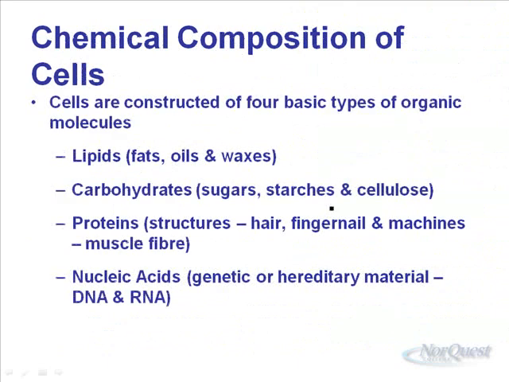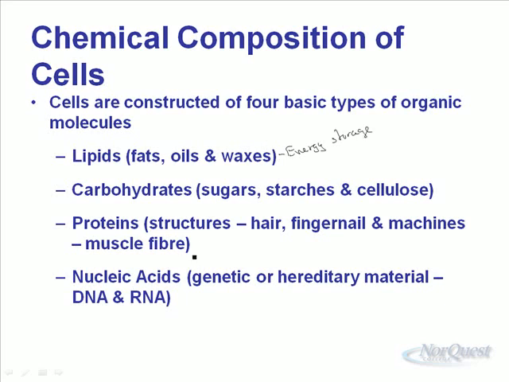So the chemical composition of cells, here's what cells are made of. They're constructed of 4 basic types of organic molecules: lipids, carbohydrates, proteins, and nucleic acids. Lipids, fats, oils, and waxes, these are all about energy storage.